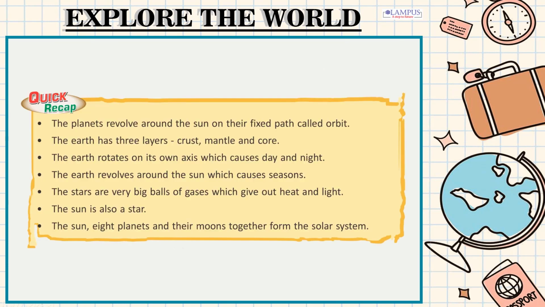Quick recap. The planets revolve around the Sun on their fixed path called orbit. The Earth has 3 layers: crust, mantle and core. The Earth rotates on its own axis, which causes day and night. The Earth revolves around the Sun, which causes seasons. The stars are very big balls of gases which give out heat and light. The Sun is also a star. The Sun, 8 planets and their moons together form the solar system.